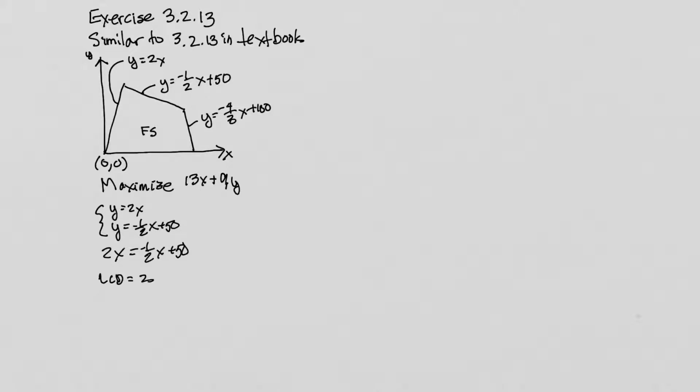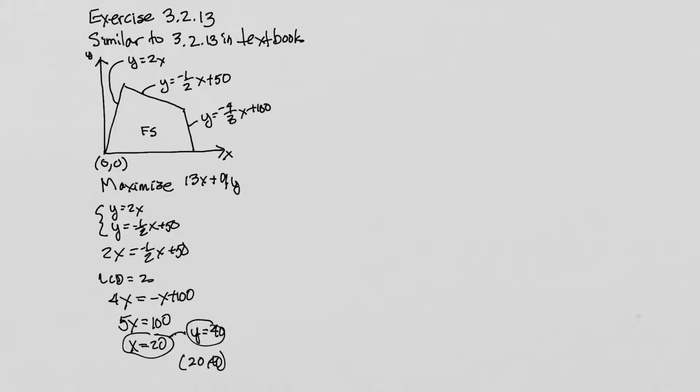Again, the LCD here is 2. We're going to multiply everything by 2, so we'll get 4x equals negative x plus 100. If we add this x, we'll get 5x equals 100. Divided by 5, we'll get x is 20. And then, substituting into this simple equation right here, we'll get y. So if x is 20, y is twice that. Y is 40. So here's the point we get. We'll get 20 and 40 as this point right here.